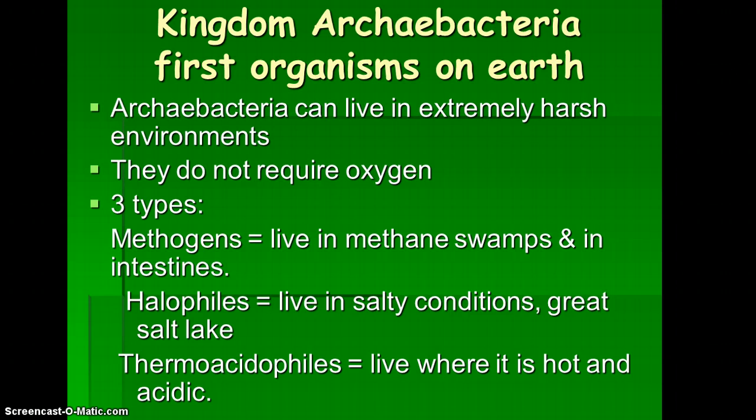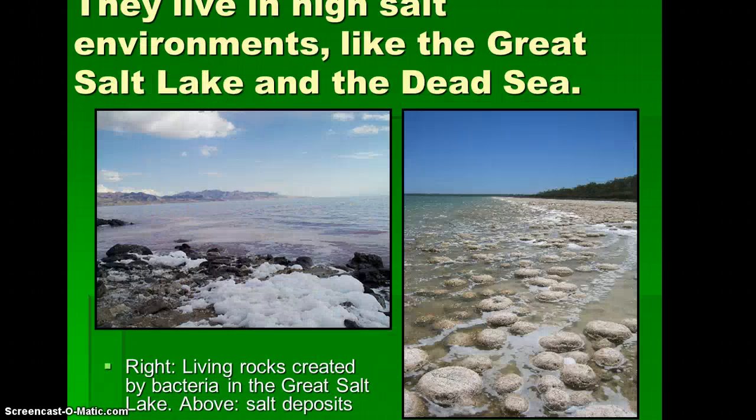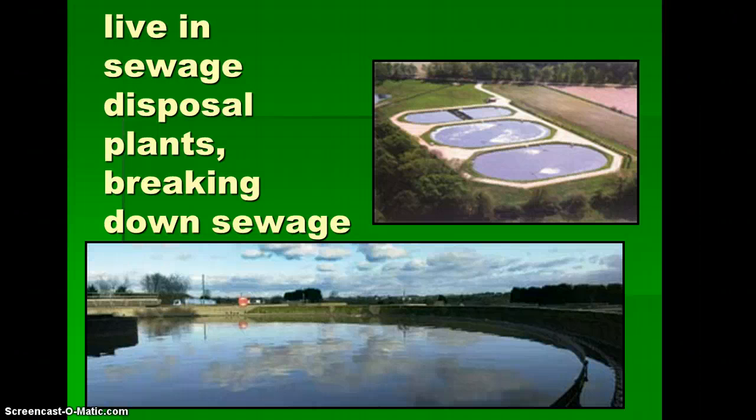There's three main types. There's the methanogens. They can live in methane swamps, and they live in your intestines. Halophiles, they live in very salty conditions, like in the Great Salt Lake. And then there's the thermoacidophiles, which live where it's very hot and acidic. Phile, by the way, means to love. So again, methanogens can live in sewage disposal plants breaking down sewage.